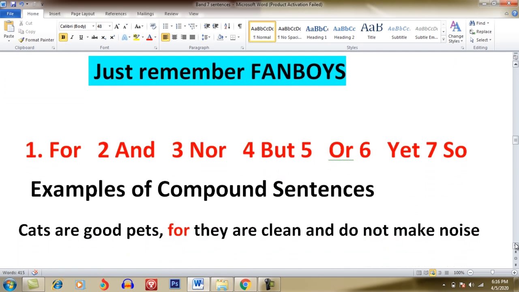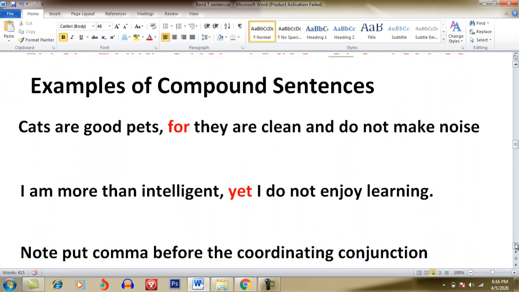Examples of compound sentences: cats are good pets, for they are clean and do not make noise. I am more than intelligent, yet I do not enjoy learning. Keep in mind, the important point here is that if you want to connect two simple sentences with the help of a coordinating conjunction, then you must put a comma before the coordinating conjunction. Like I have put a comma here before for, and a comma here before yet.